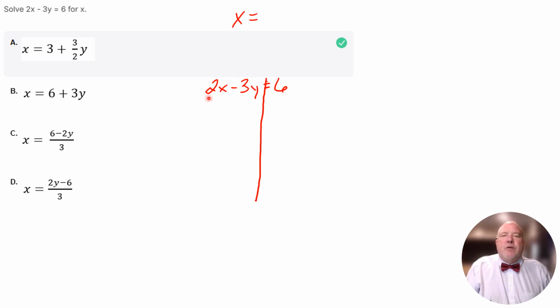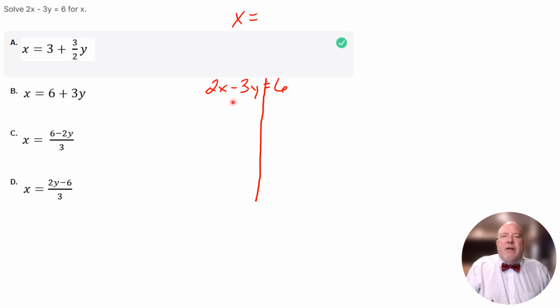So when I look at the 2, I see 2 times x. So that means to get rid of the 2, I'm going to divide both sides by 2, because the opposite of multiplication is division. Now I look at the 3y, and it's minus 3y. So to get rid of it, I'm going to do the opposite and add 3y on both sides.